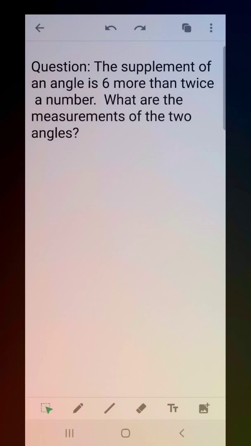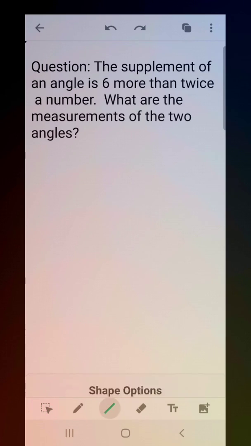The question we're trying to solve is, the supplement of an angle is 6 more than twice a number. What are the measurements of the two angles? Well, the first thing I see is this word supplement. And supplement makes me think of supplementary angles, which are angles that add up to 180 degrees.